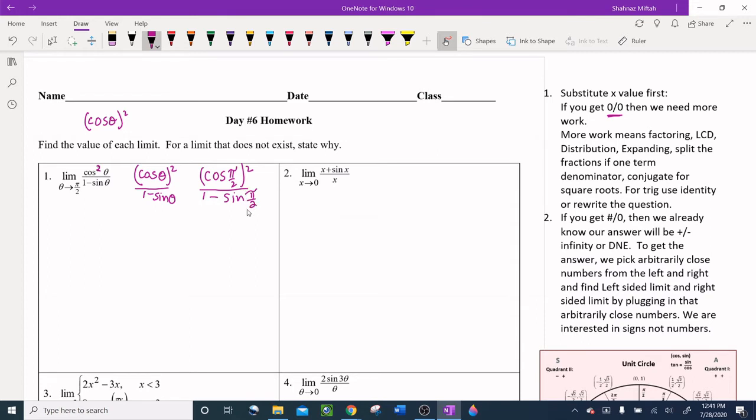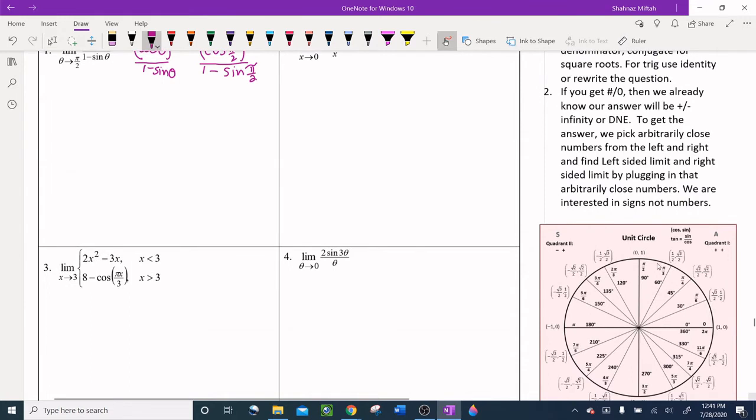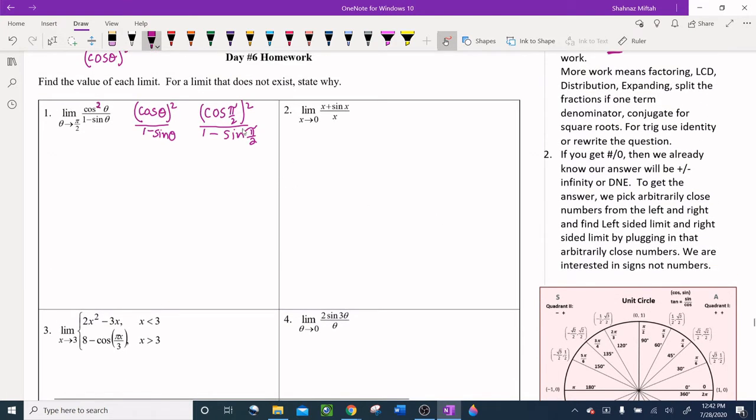Now let's go back to our trig unit circle and see what cosine pi over 2 is. This is my pi over 2 right here. Cosine is the x value, which means it's 0. And what is sine pi over 2? It's 1. Okay, so I'm going to go back to my question and plug in the values. Cosine pi over 2 was 0, squared. That one is 1 minus 1. So it means I am getting 0 over 0. On the free response questions, you have to show this, okay? So after I get 0 over 0, it means I need more work.